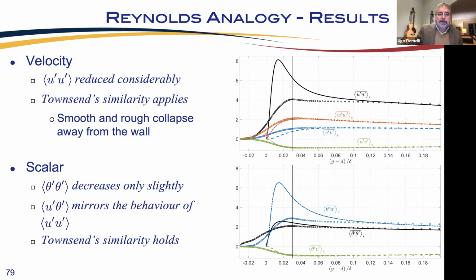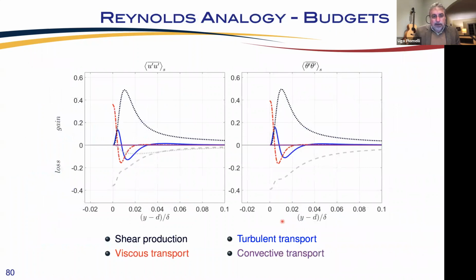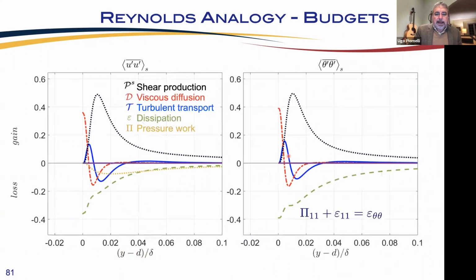But what we see that's different is that while u squared decreases very substantially, theta squared doesn't decrease very much. And we wonder why that is. To understand why that is, we look at the budgets. This is the budget for u squared and for theta squared for the smooth wall case, the usual terms: production, dissipation, viscous transport, and turbulent transport. And we have the usual behavior.